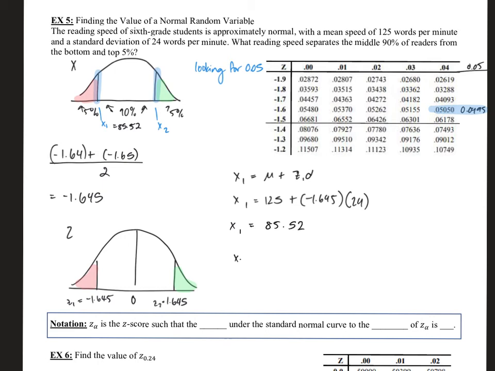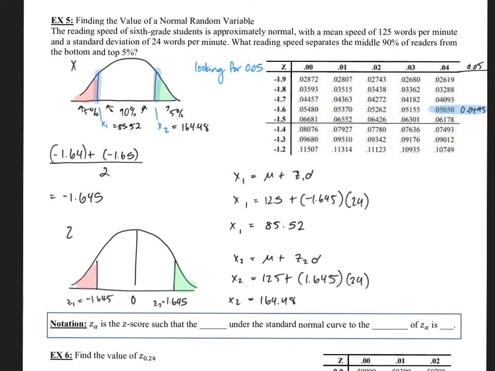And then let's go ahead and find x2, which is going to be mu plus z sub 2 times the standard deviation. So 125 plus, and then we're using 1.645, because remember, we're looking at the mirror image or the reciprocal. Because this whole thing is symmetric, we can assume they're the same. And then what do I get when I multiply this out? So I have 1.645 times 24 plus the 125, and I get 164.48. So that would be my x2 value.